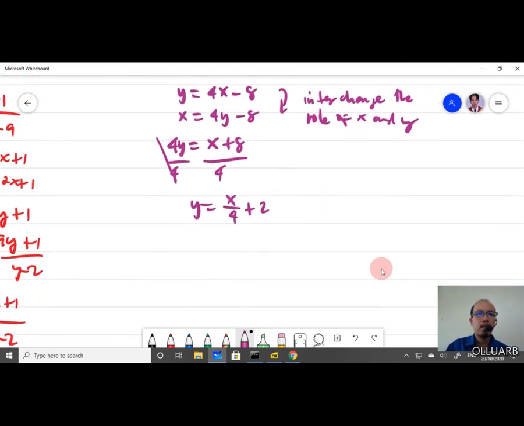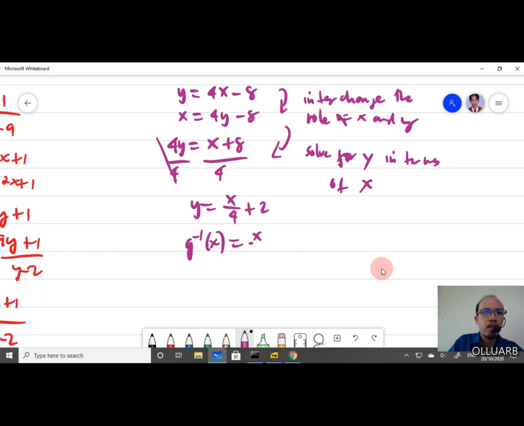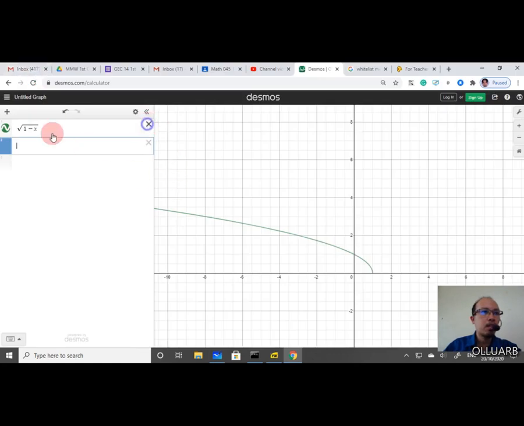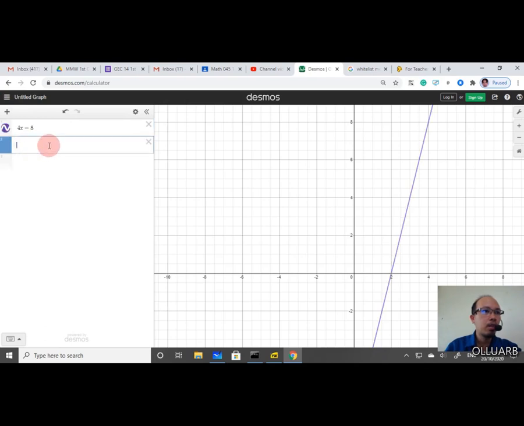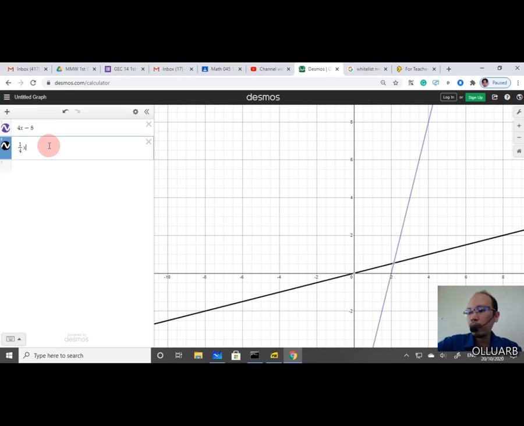Okay, so here is solve for y in terms of x. So this is now our inverse, x over 4 plus 2, or this is 1/4 x plus 2. Okay, so as you can see, 4x minus 8. So let's graph 4x minus 8, and the graph of the inverse, 1 over 4 times x plus 2.